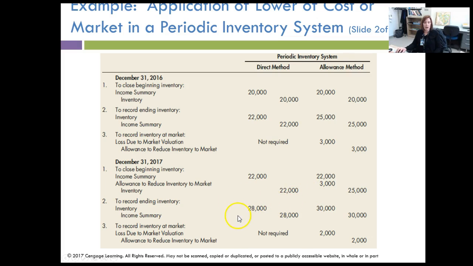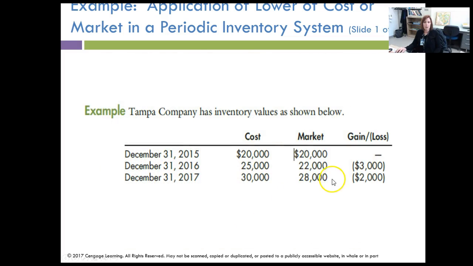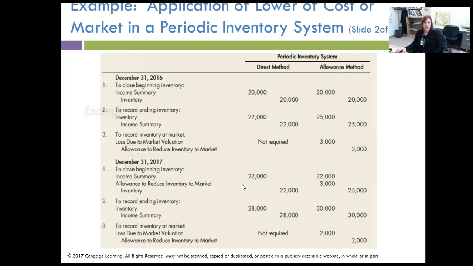And then our ending inventory, wrong way. We've got a market value of 28 and a cost of 30. So again, we record the market value under the direct method, and we've got the two-step entry under the allowance method at the cost, and then a separate line item to record the loss. And that concludes Chapter 8.